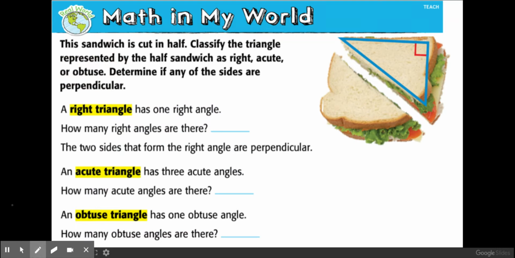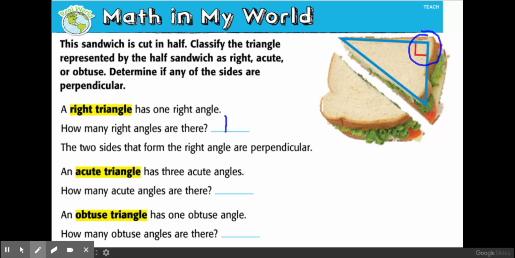Okay, so let's take a look at this. It says this sandwich is cut in half. Classify the triangle represented by the half sandwich as right, acute, or obtuse. Determine if any of the sides are perpendicular. All right, a right triangle has one right angle. How many right angles are there? Well, I can see from this that it has one right angle because it has that little symbol that I know tells me that's a right angle. It measures 90 degrees. And then I know that those other two lines that connect that angle are perpendicular.